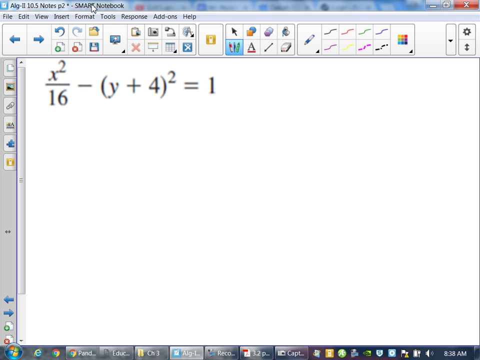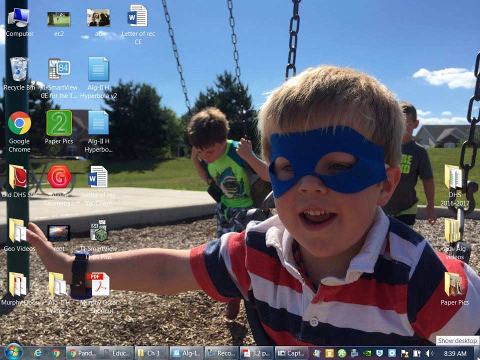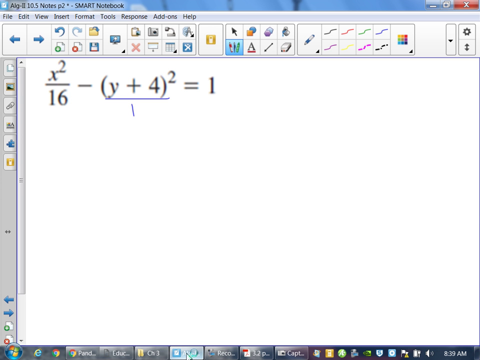Oh, excuse me. What's underneath the y plus 4 quantity squared that you don't see? 1. Is this a hyperbola, parabola, circle, or ellipse? It's a hyperbola because there's what? Subtraction. Good. So it's an x squared hyperbola, which means if we look at our calculator or our notes or whatever we have, is it going to go left, right, or up and down? Left, right. So we know it's going to do this.